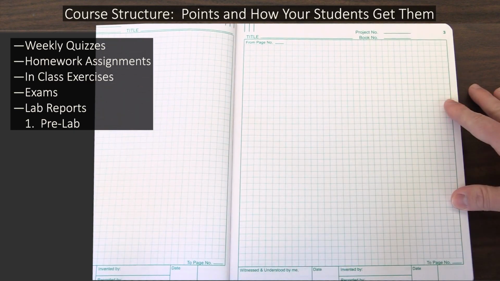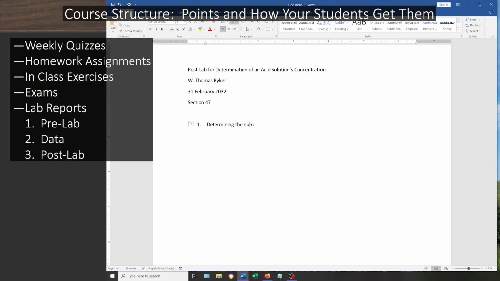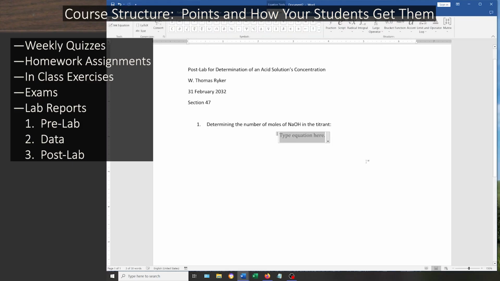The second part is the data. As your students perform their experiments, they'll have to record the various things they observe and measure in a lab notebook. This section is due before they leave lab for the day. And the third is the post-lab assignment, which is due sometime in the week after they performed their experiment. These are completed electronically and submitted online.